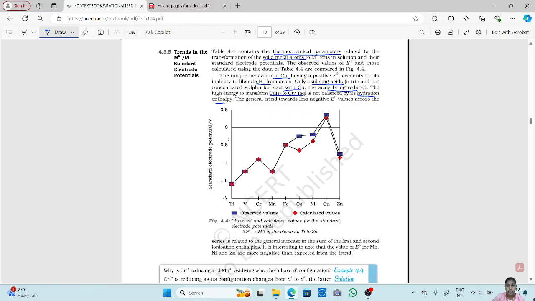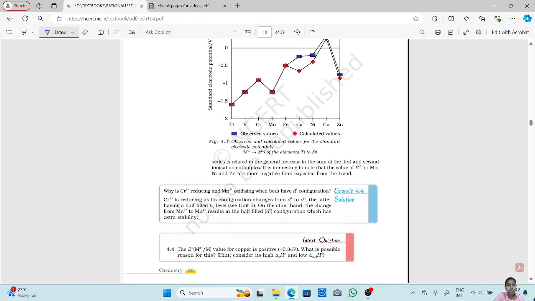But the negative E naught. Okay, negative E naught values across the series is related to the general increase in the sum of first and second ionization enthalpy. Okay, when you get a negative electrode potential in the series, it is basically related to the increase in the sum of first and second ionization enthalpy.